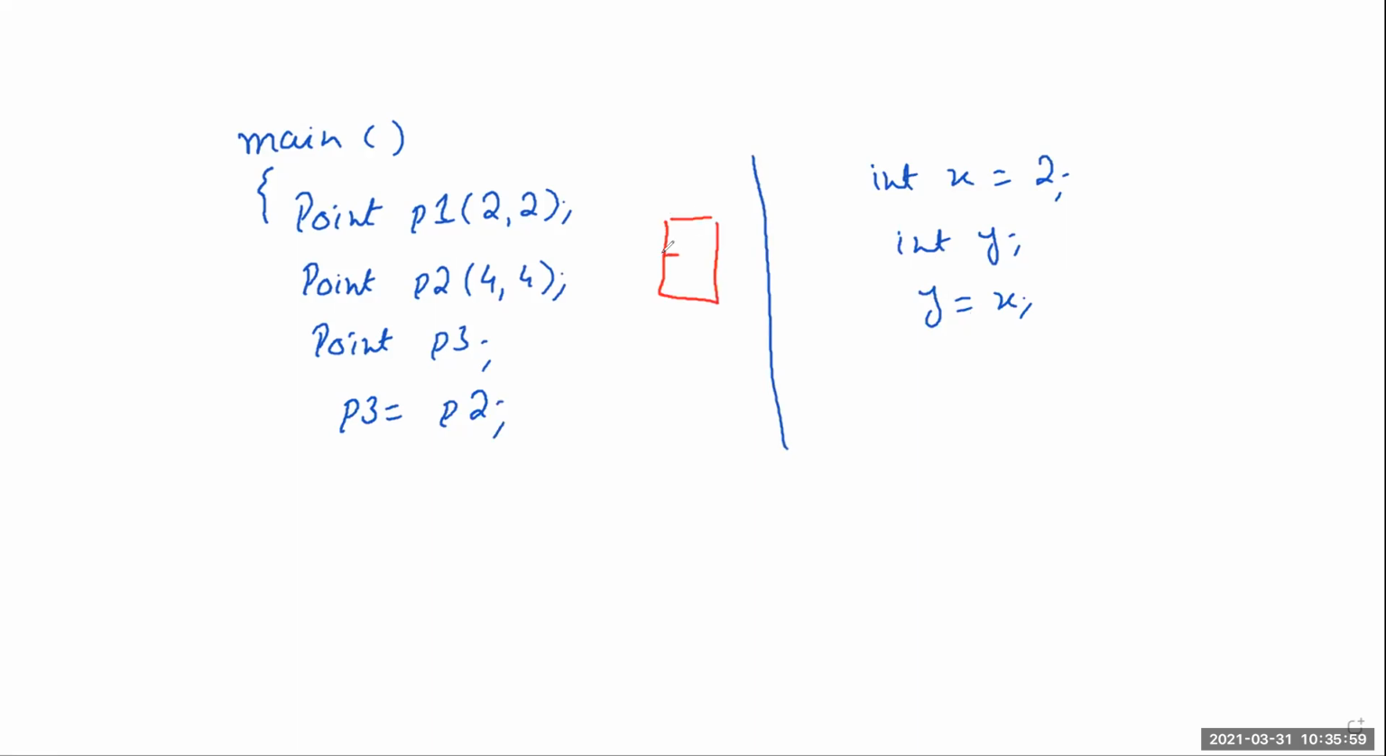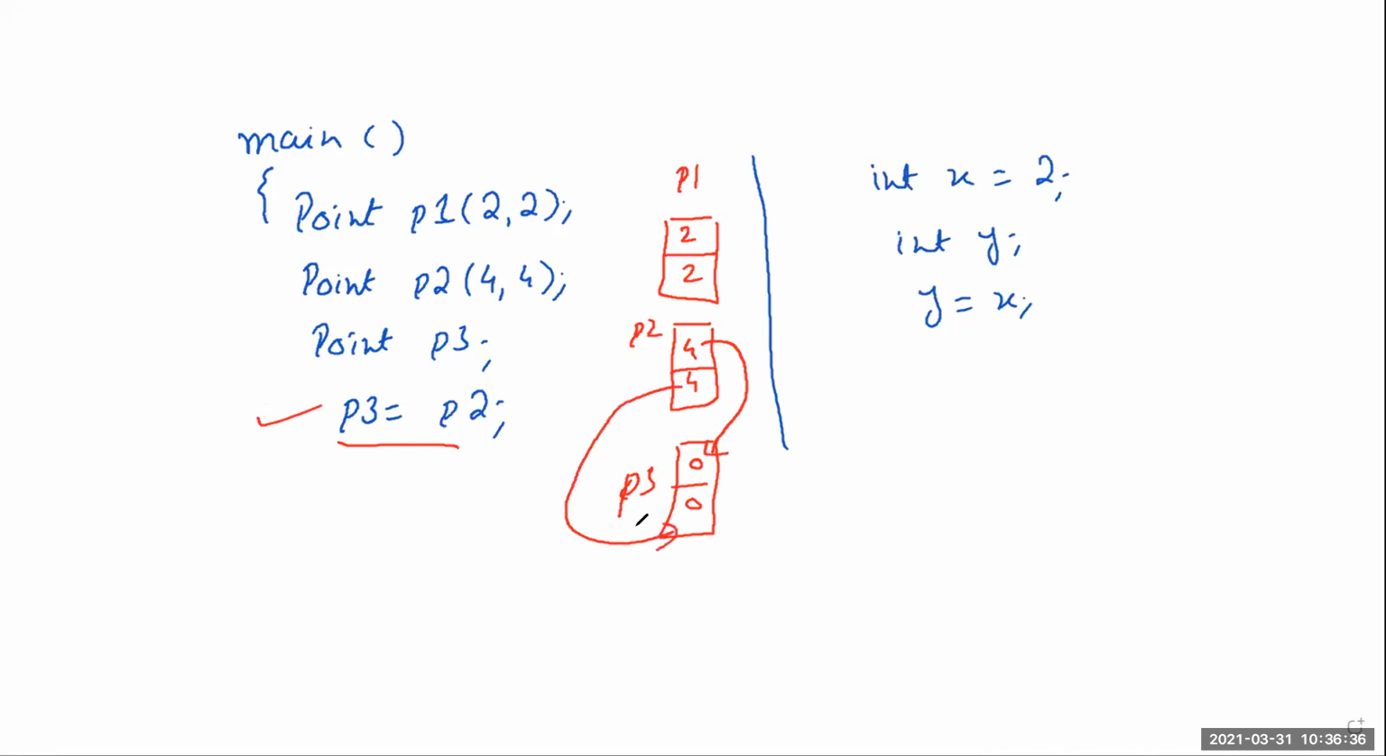So this is our P1, which is 2, 2. This is our P2, which is 4, 4. And then we have P3, which is 0, 0, because the default constructor is called. So when you write the statement P3 is assigned P2, this is a perfectly legal statement. You can use the assignment operator. And what does this assignment operator do? It will copy element-wise the data into the object which is on the left side. So this X will go into this X and this Y will go to this Y. So P3 will also become 4, 4, right?